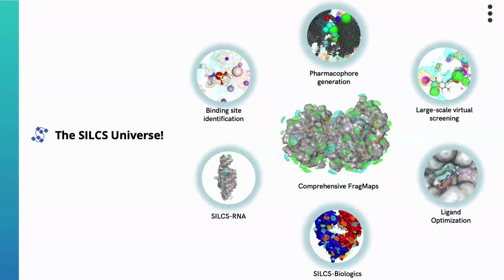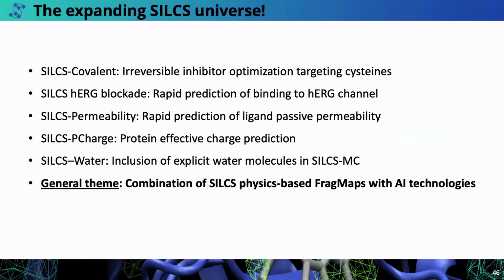And those are the additions to the SILCS universe. Please sign up for our newsletter to hear about our future additions to the SILCS universe, which will include SILCS Covalent for irreversible inhibitor optimization targeting cysteines, SILCS hERG blockade for rapid prediction of ligand binding to hERG channels, SILCS permeability for rapid prediction of ligand passive permeability, SILCS P-charge for protein effective charge prediction in different salt environments, and SILCS water for docking ligands with waters explicitly accounted for. Overall, our future goals are focused on combining the SILCS physics-based frag maps with AI technologies to streamline the drug design and discovery process.